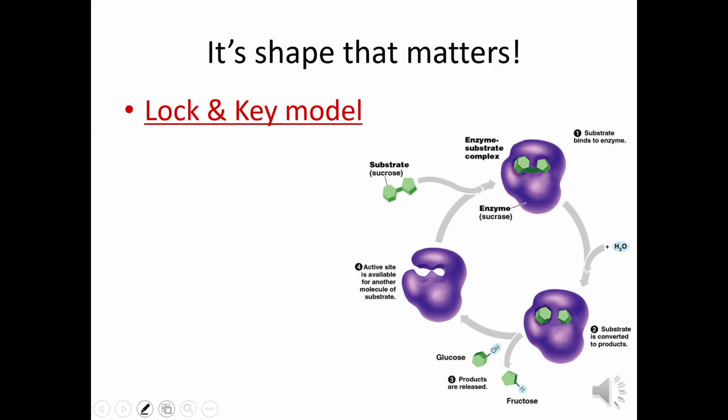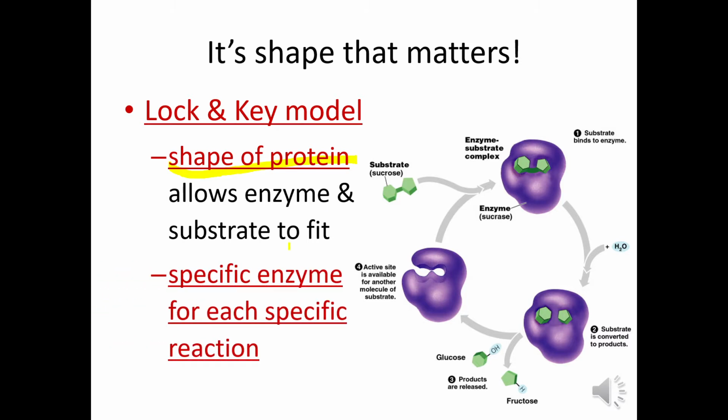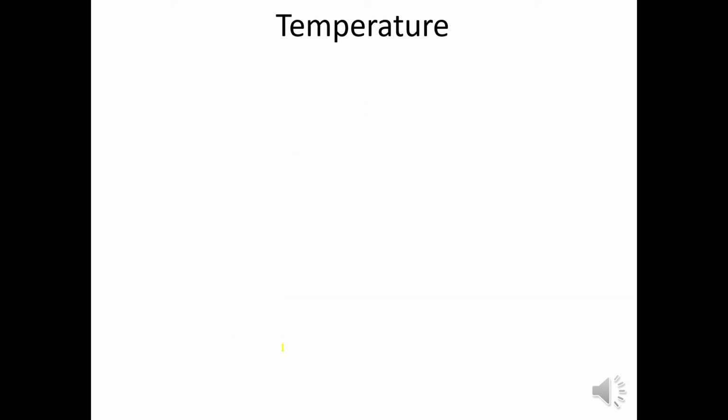So when we talk about enzymes, we say the lock and key model. Earlier I said if I used my key to try to get into someone's house, it wouldn't work because keys have a special shape. The shape of the protein is very important for how that protein or how that enzyme will work. There is a special enzyme for every reaction in your body.